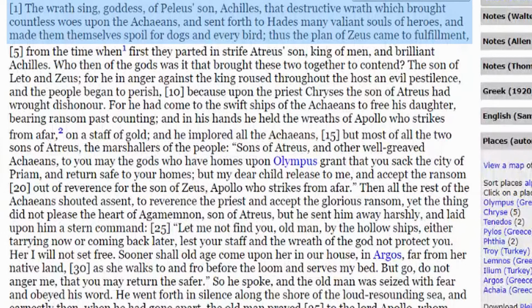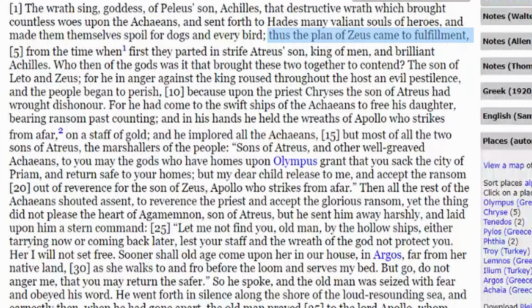The soul goes to Hades once death happens, but your body is still yourself, because it says it made themselves, meaning their bodies, spoil for dogs and every bird. Your body becomes just a part of nature upon death. Now, it's crucial to the Homeric religion, as we see later, that the body not be left as spoil for a dog or a bird. It has to be properly buried. The soul cannot rest in Hades if the body is not properly treated.